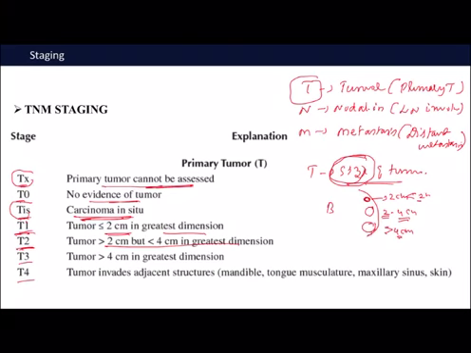And if it goes more than 4 centimeter, whatever area it has involved, it starts invading into the adjacent areas. If it starts invading the adjacent area, it may go into the mandible, tongue musculature, maxillary sinus and skin, and finally it invades the adjacent structures, and that is given as T4 over here, right? So this is all about your T, that is the primary tumor.